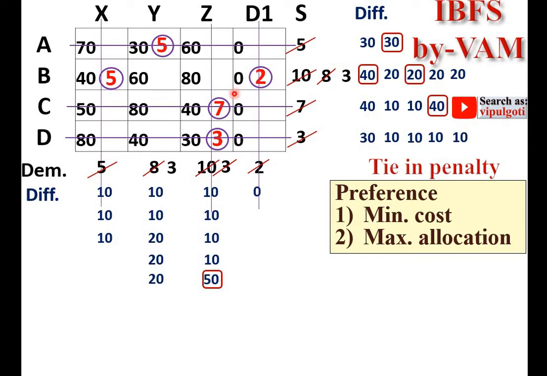So here now there is a single row, or you can say single column. So directly you can allocate over here, and this will be the last cell, so your corresponding supply and demand must be the same. So I can allocate 3. So this is the IBFS by VAM, that means initial basic feasible solution by Vogel approximation method.